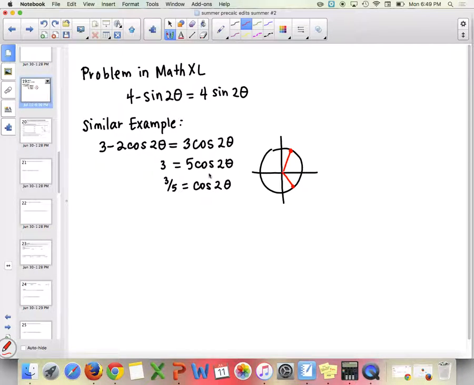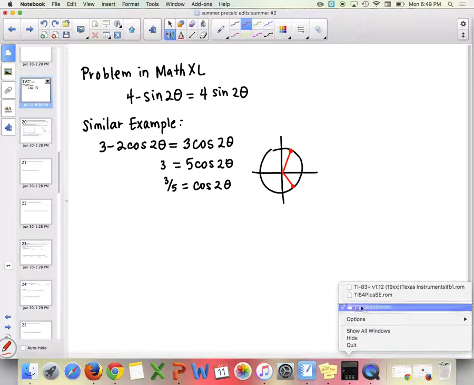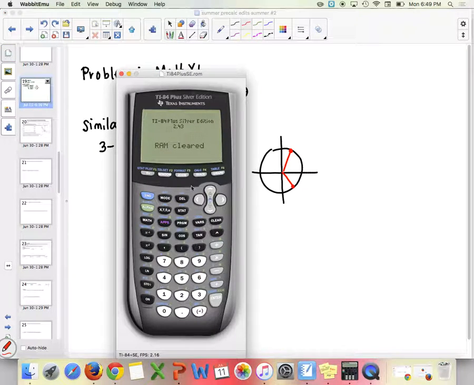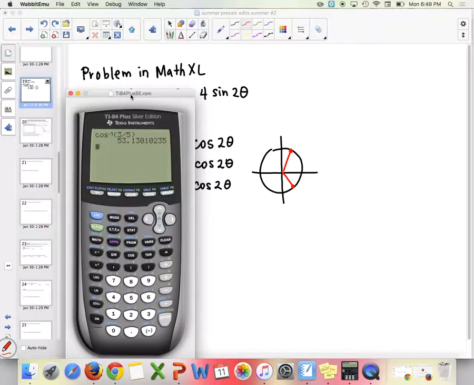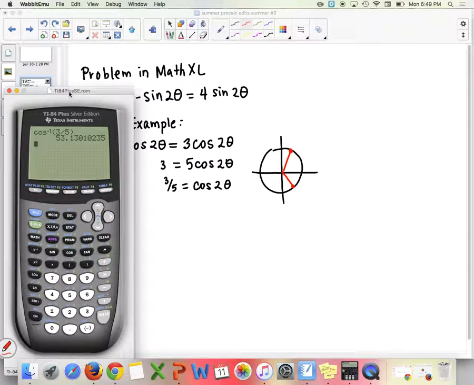I'm going to do inverse cosine of 3/5. I first want to make sure that I'm in degrees if the problem is in degrees, and in our case it said on the interval 0 to 360. It only gives me one answer out: 53.130 degrees. I'm going to keep that.